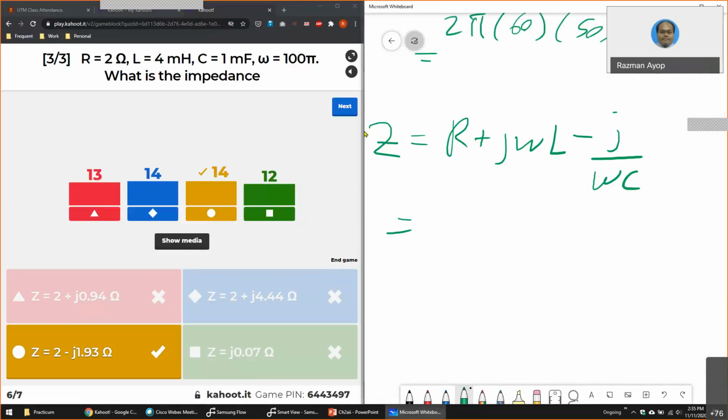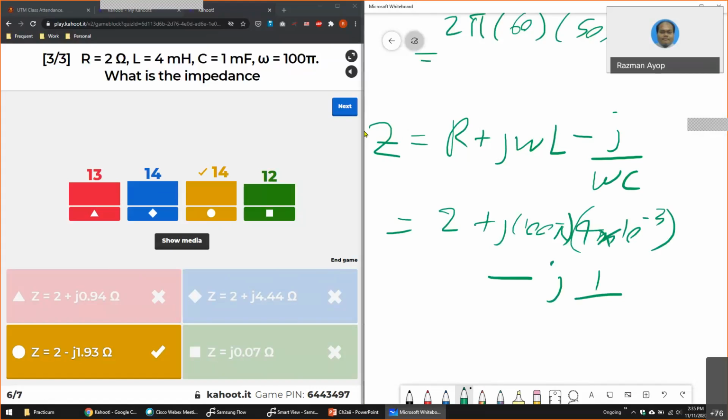R is 2, plus J 100 pi times 4 milli multiplied by 10 to the negative 3, and then minus J, 1 divided by 100 pi, multiplied by 1 multiplied by 10 to the negative 3. So be careful when you press your calculator.